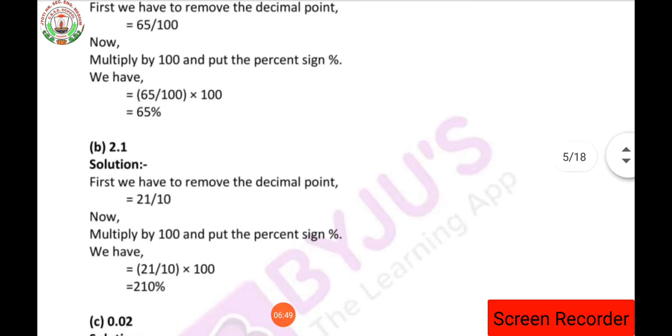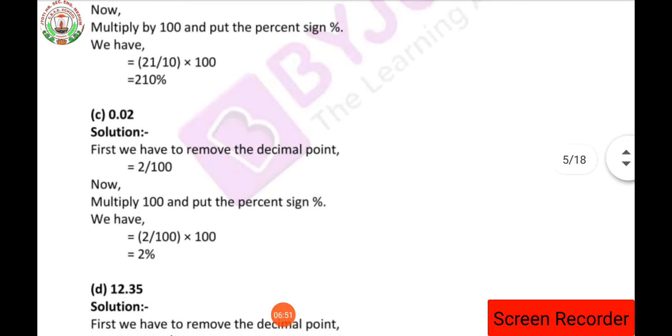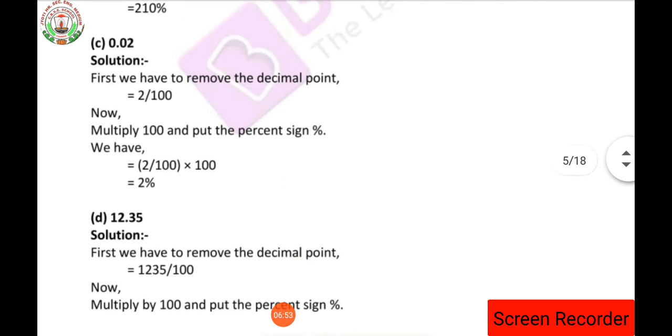Clear? So in this way you have to do the C and the D part. It is easy, as we are having the revision over here. I am not going to tell you each and every question, because if I teach each and every question, it will take more time and the revision will not be completed. Okay, so I have explained question number 1 and 2. In the same way you have to do the other parts also.